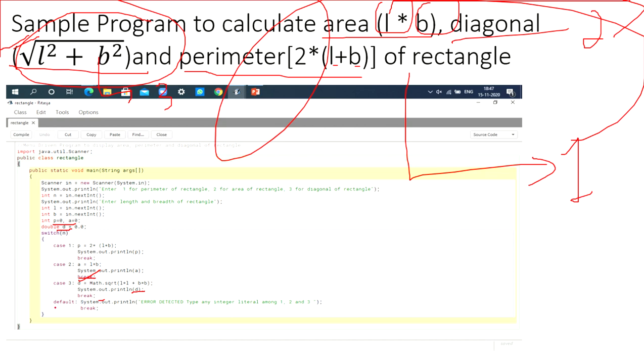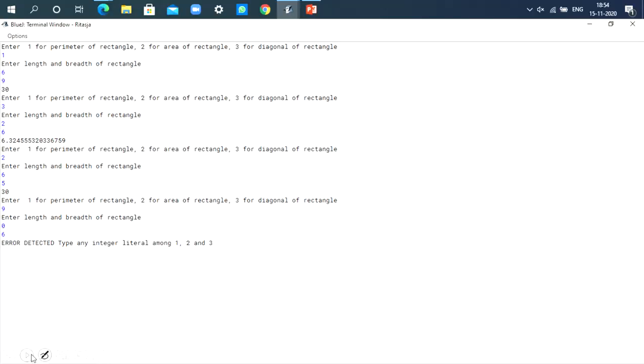And if someone enters something in the default case, we display an error message, type any integer number. You can display any message. No need of break here, but you can also put one.